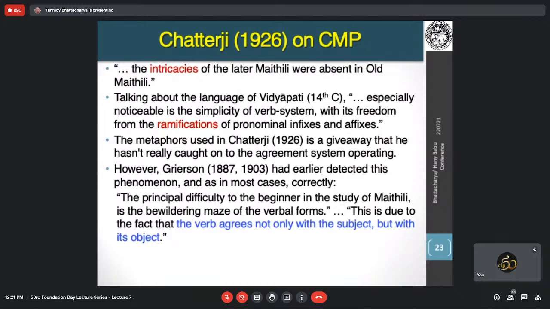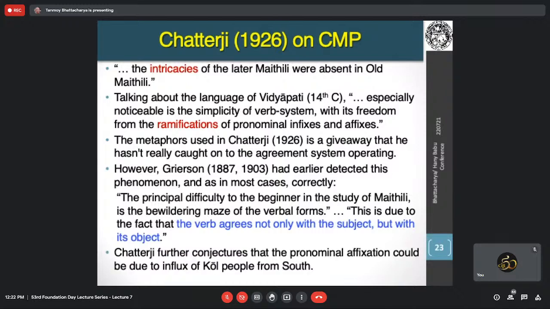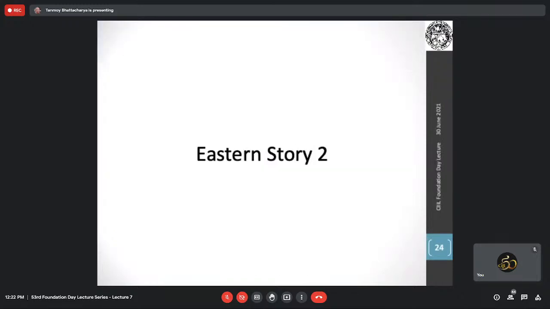And I'm quoting something; he also uses metaphoric language. "The principal difficulty to the beginner in the study of Maithili is the bewildering maze of the verbal forms." But then he is not bothered by it. "This is due to the fact that the verb agrees not only with the subject, but with its object as well." So Chatterjee further conjectures that the pronominal affixation could be due to the influx of Kol people from the south. Kol is, of course, Munda. So that's our Eastern story.